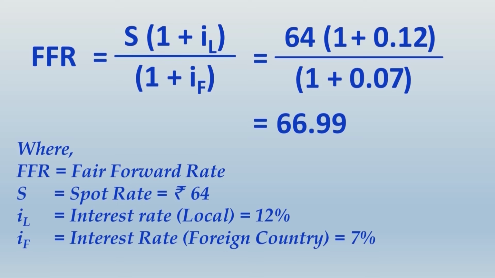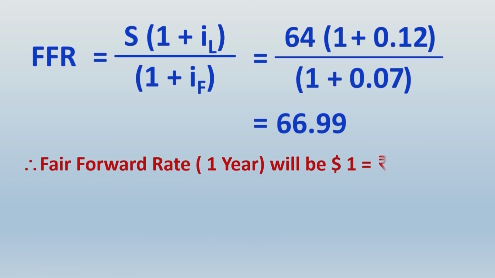66.99. At the end you may write up a concluding line, that is, fair forward rate for 1 year will be $1 equals to rupees 66.99. So it is fair forward rate and the period of the forward contract is 1 year. So its fair forward rate is $1 equals to rupees 66.99.